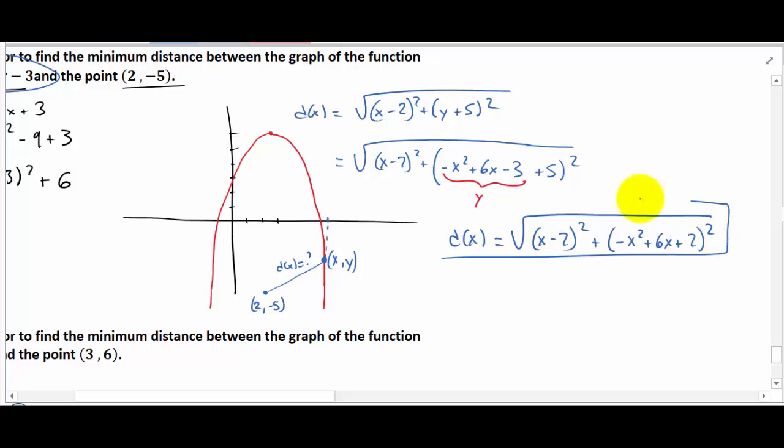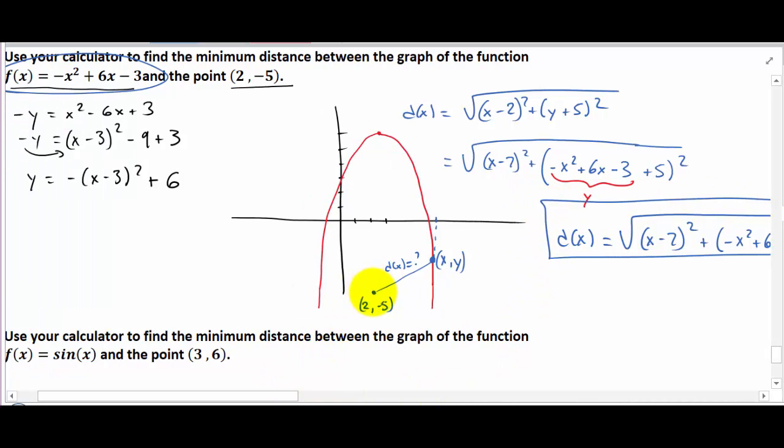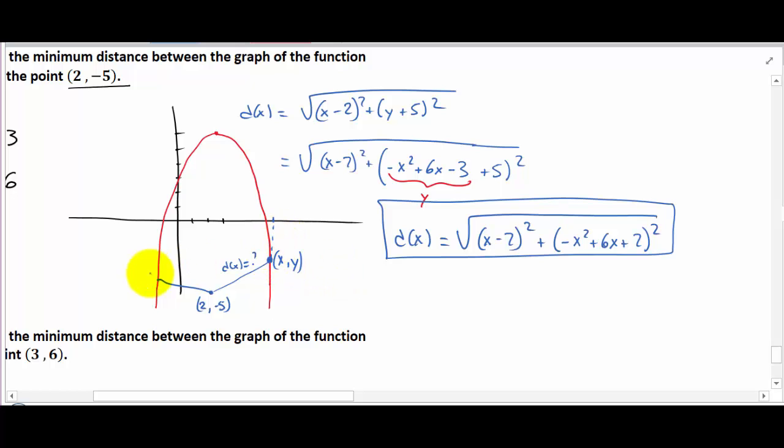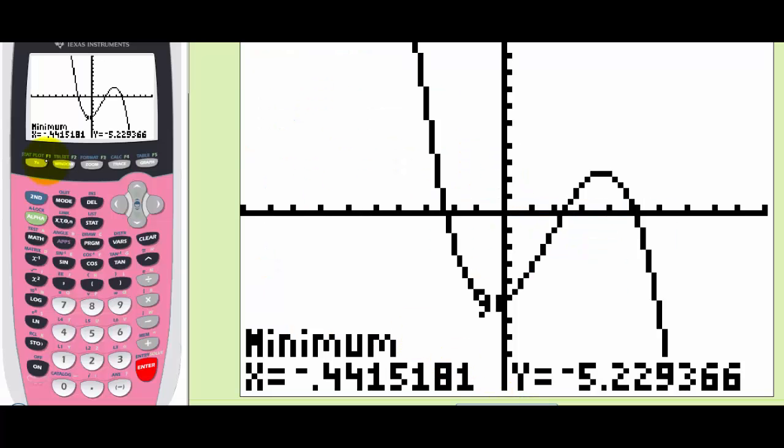This is my function, and I want to know where it's going to be minimum. Maybe on this side, I don't know. I didn't do a precise graph, right? But what is it going to give me? It's going to give me the x value of the point where this distance is going to be minimum. How do I do that? Well, we need to graph it. I'm telling you to use a calculator on this one, okay? So let's go back to the calculator right here.